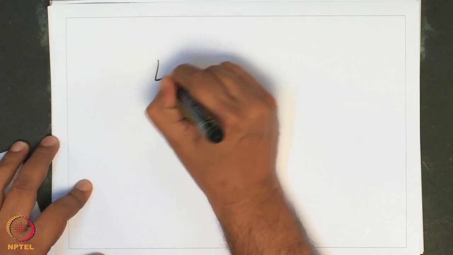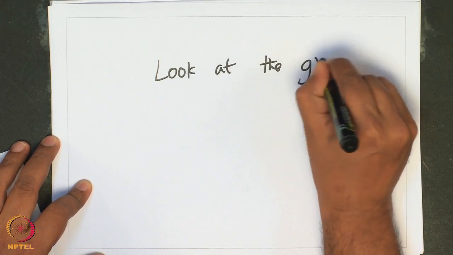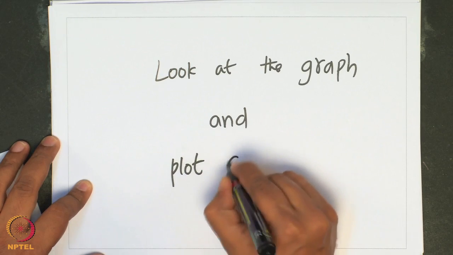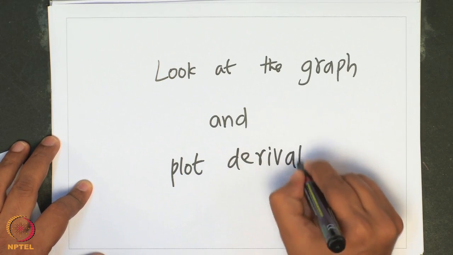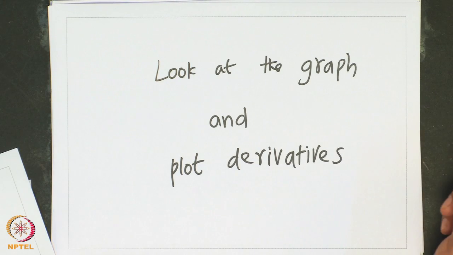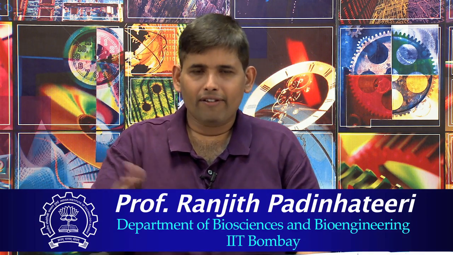So we want to summarize what we learned now. We learned essentially one thing: look at the graph, look at the plot, and plot derivatives. This is what we learned, how to plot derivatives just by inspecting any graph given to you. In the coming lectures, we will learn how to calculate this precisely and quantitatively, given a data set. With this, I will stop today's lecture. Thank you.